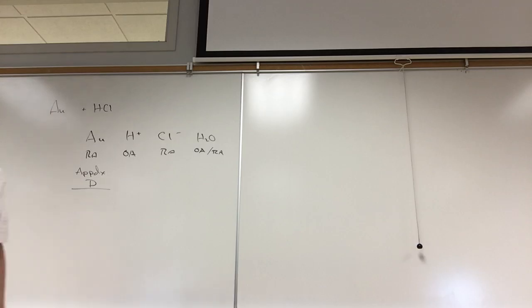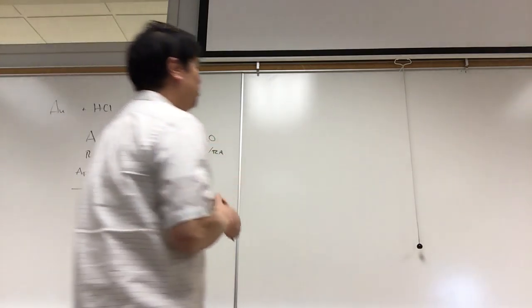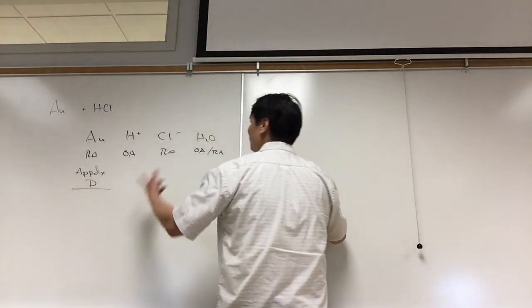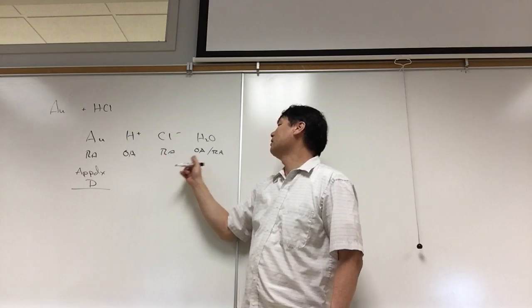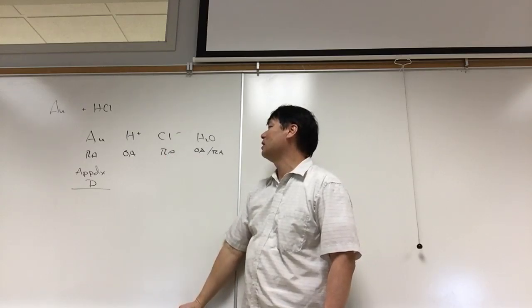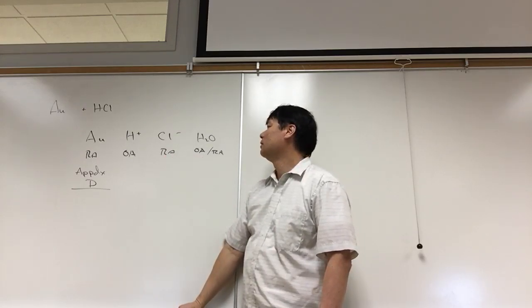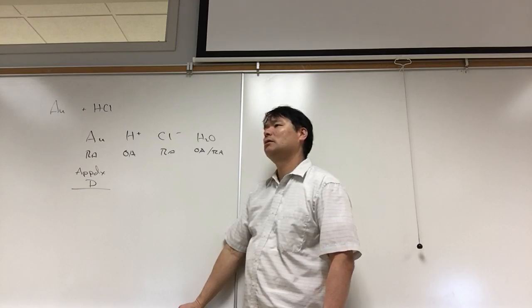And so if we go to Appendix D, then we say, oh yeah, gold can react as a reducing agent. And do I have to know? No, I just copy it down. Gold goes to gold 3+. And so here, we just try to rank these. What's the strongest reducing agent? Gold, chloride, or water?